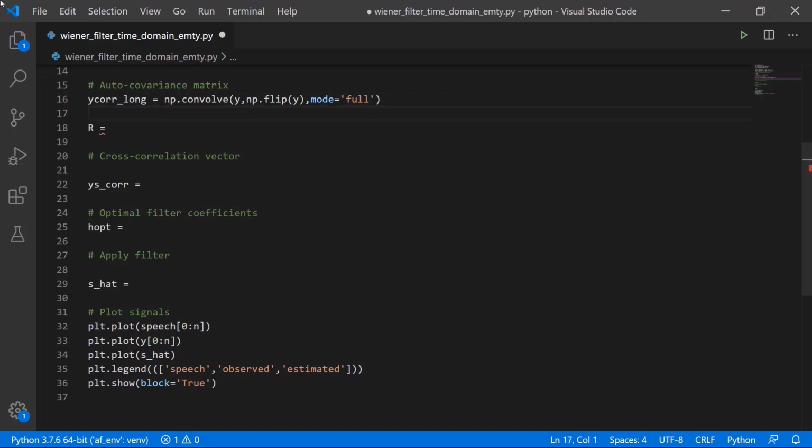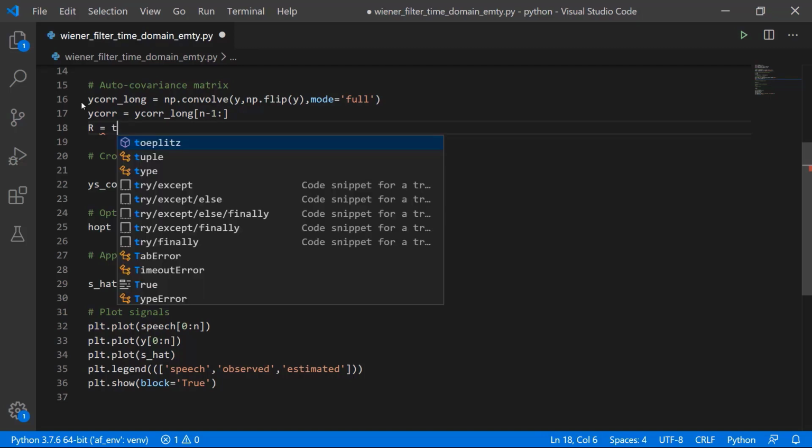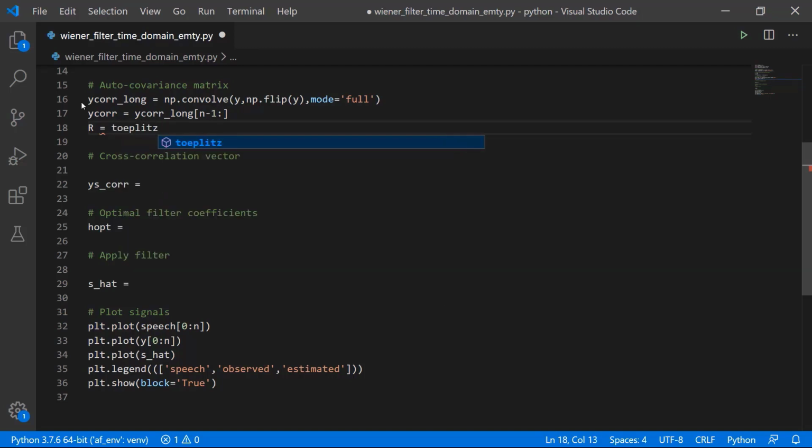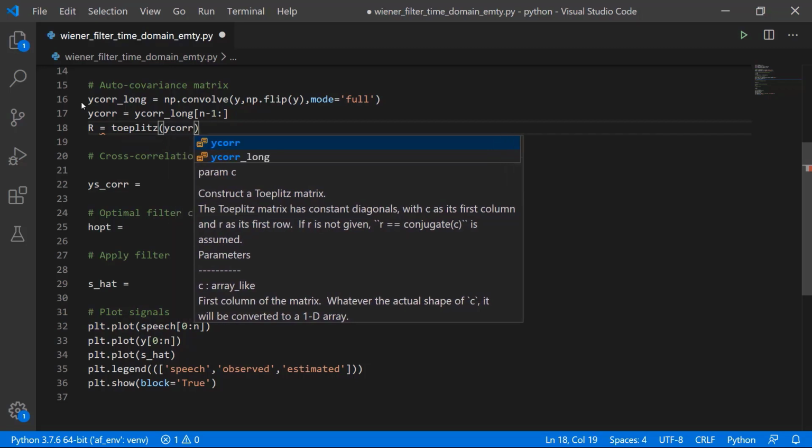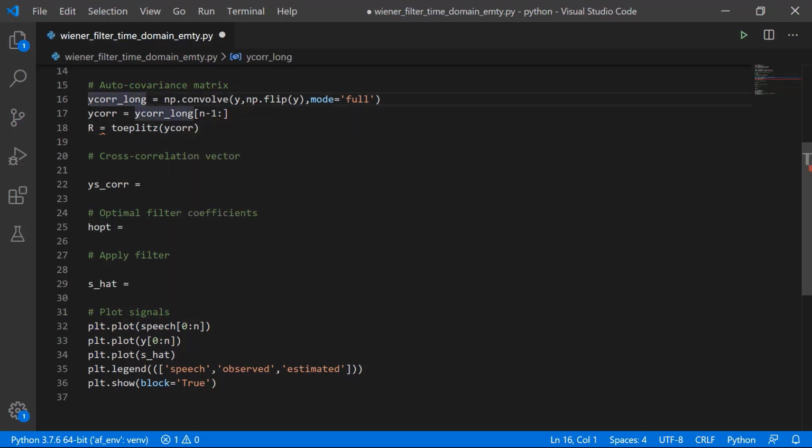Of those samples, we want the second half, since the autocorrelation matrix just needs the non-negative lags. These samples we store in yCore. And now we have all the values to populate our autocorrelation matrix. Remember that the matrix is a Toeplitz matrix, so the easiest way to create the matrix is to call on the function toeplitz. And there you have the autocorrelation matrix.